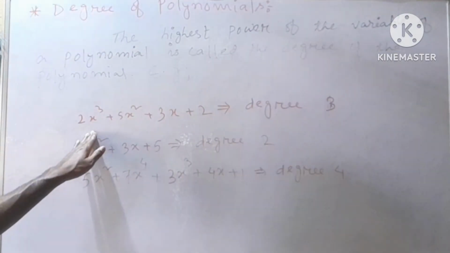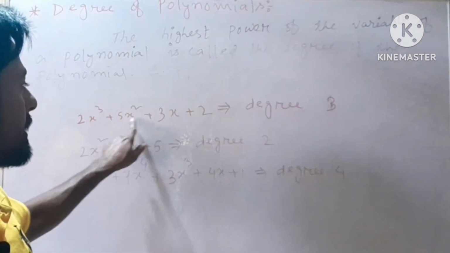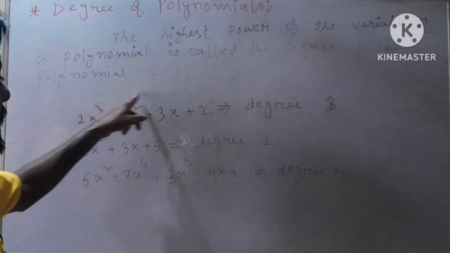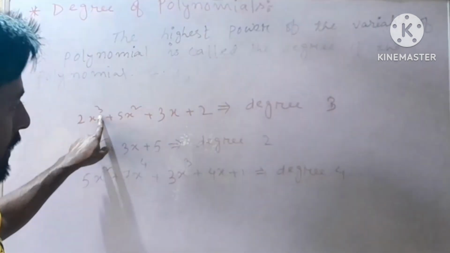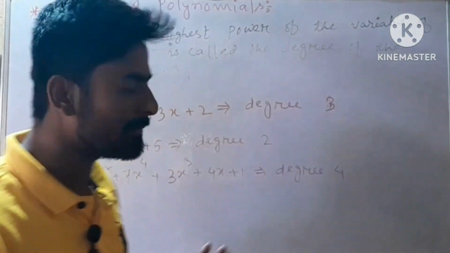Here some examples are considered. First example is 2x cube plus 5x square plus 3x plus 2. The degree of this polynomial: you see, here the highest power of the variable is 3. Therefore the degree of this polynomial will be 3.